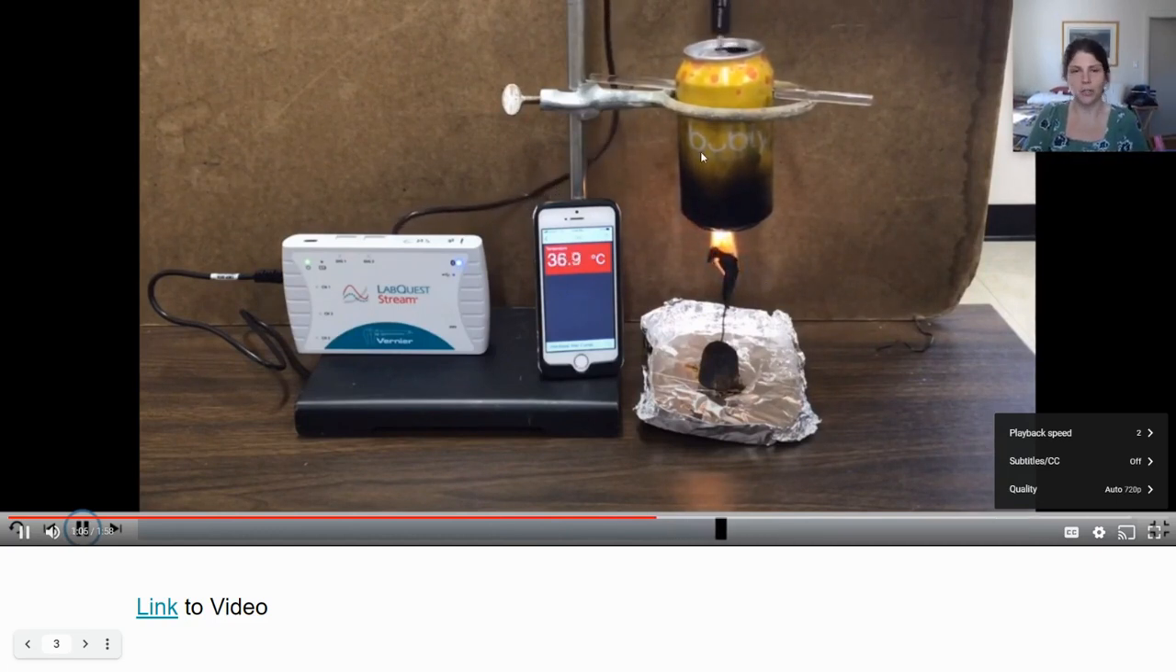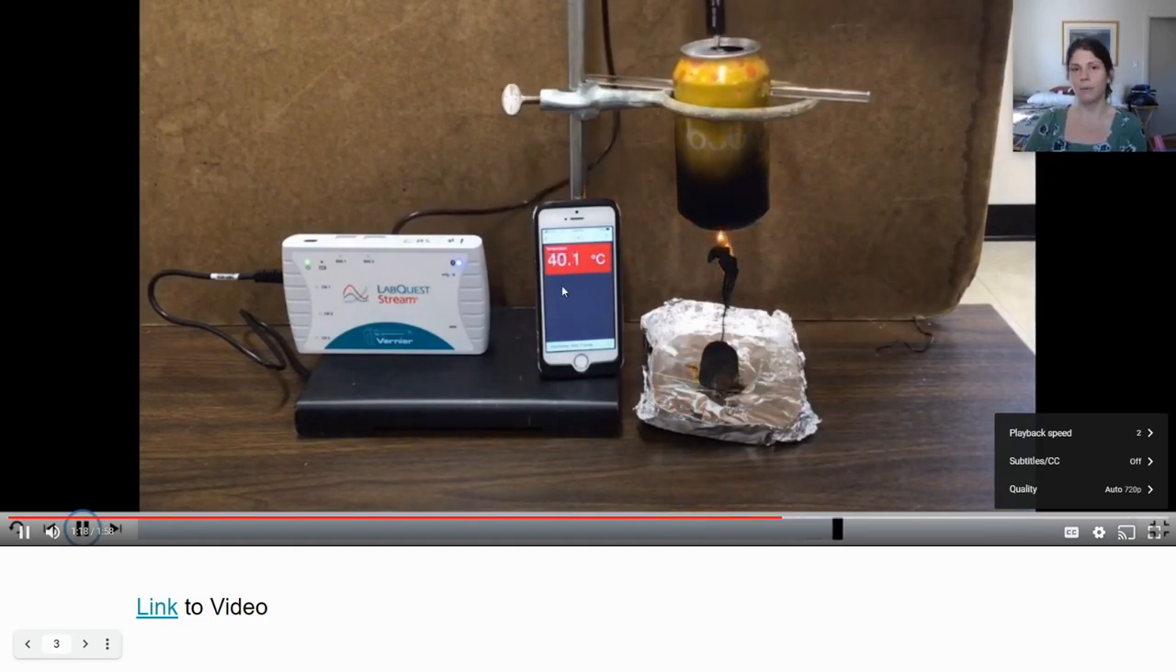And you can see this can is turning black. It's reacting. So not all of the energy is being sent into the can, but most of the energy is. And we want to record the highest temperature that we see. This will be our final temperature.